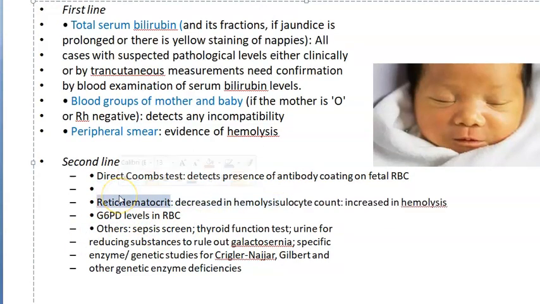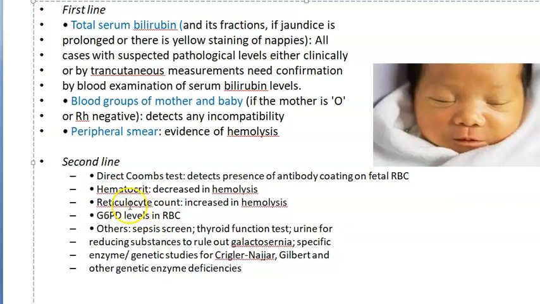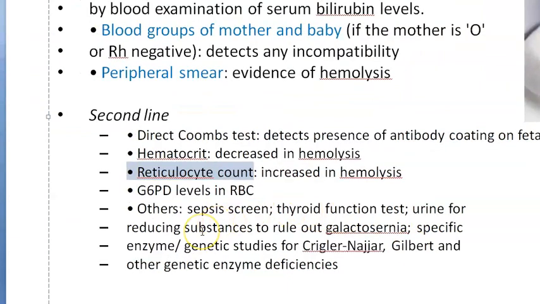What else do you want to check? Hematocrit. Basically, it will be reduced because there is so much hemolysis, right? Reticulocyte count. Because the RBCs are getting broken, the bone marrow will try to make more RBCs, so the reticulocytes will be there in the blood. Okay. So this indicates that the body is trying to make more RBCs, new, fresh babies of the RBC, reticulocytes, have come.